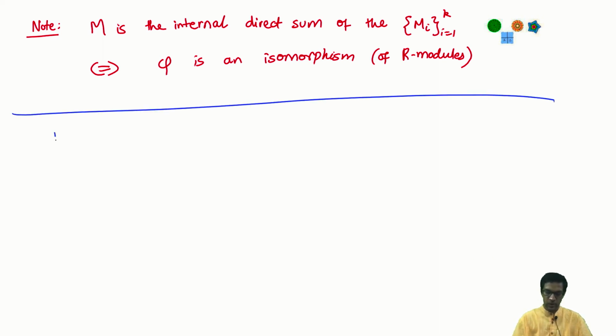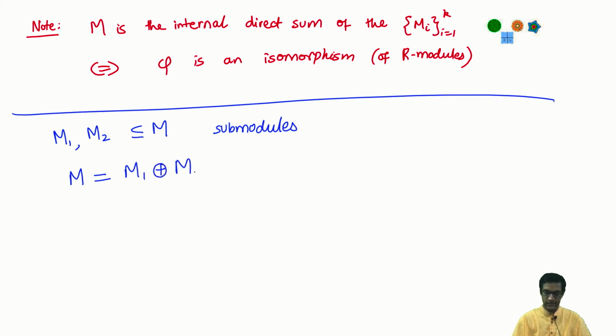So, let me look at this: suppose M1, M2 are both submodules of M. M is an R module as before. Then let us look at M1 direct sum M2. So, what does it mean to say that M is the internal direct sum of M1 and M2? So, we will now denote it like this: M equals M1 direct sum M2.